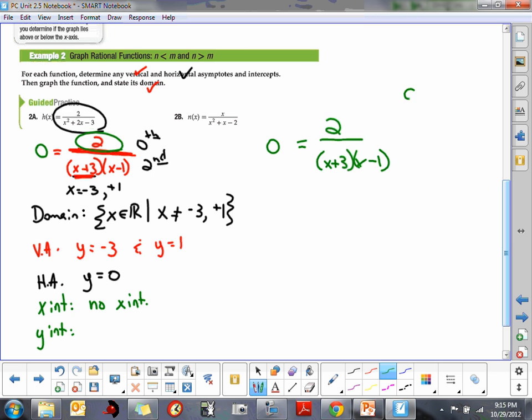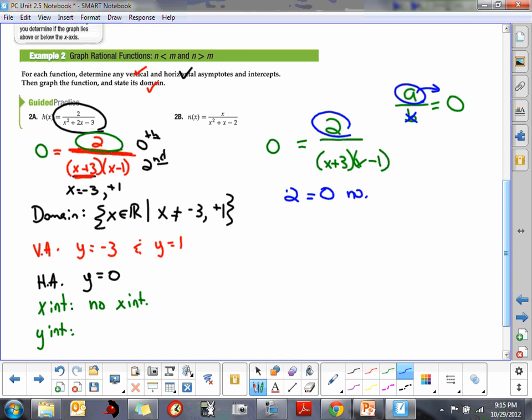Now, the only way you can get a fraction, just a simpler version of this, to equal 0 is if the numerator can equal 0. The denominator can't be 0 or it would be undefined. So the only way we ever get a fraction to equal 0 is if the numerator can equal 0. Is there any way that a 2 can ever equal a 0? And that is no. Can't happen.